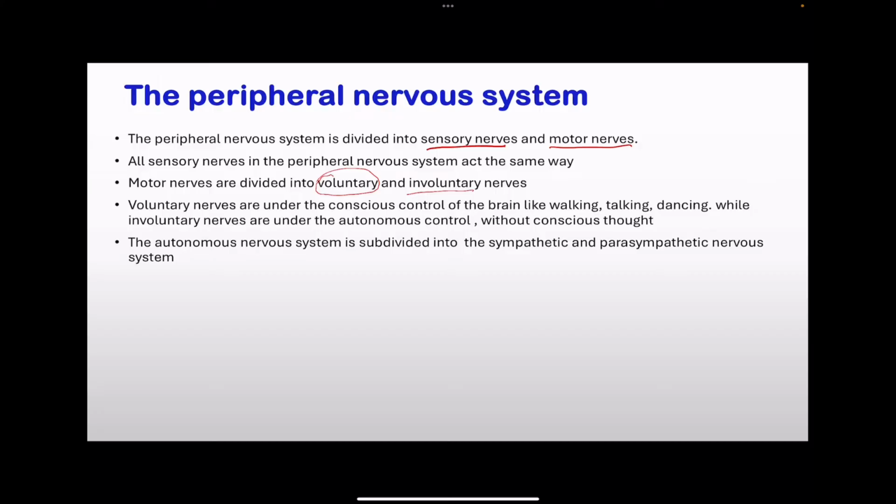The voluntary include working, talking, and dancing. You need to make a decision. And the involuntary can include taking away your hand from a hot or sharp object. So basically, these motor nerves are going to be subdivided because they respond to different situations. Some involve a reflex action, while others do not necessarily involve one. Also, the autonomic nervous system is going to be subdivided into the sympathetic as well as the parasympathetic nervous system.